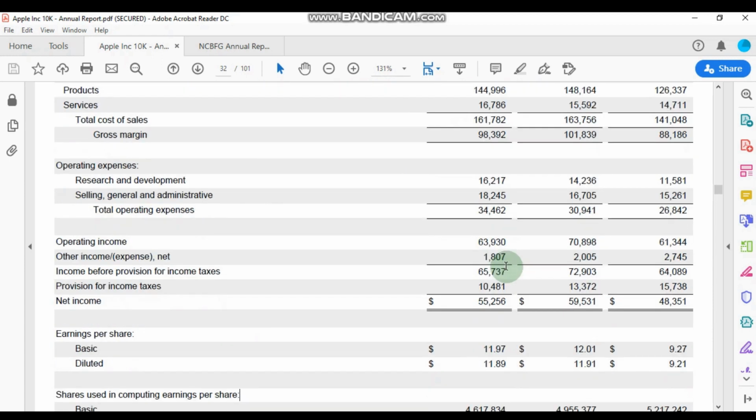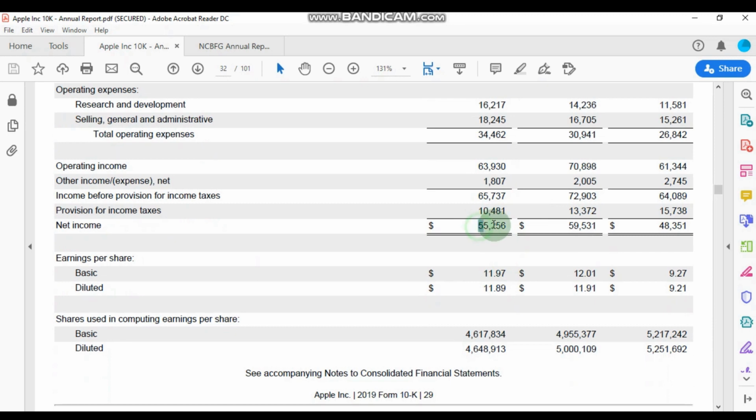So we're going to scroll down to find Apple's net income. Here we can see that the net income was $55,256,000,000. Notice also that we're given the earnings per share. So for Apple, we see that in 2019, the earnings per share was $11.97, and that was a basic earnings. Now the diluted earnings is what the earnings per share would be if we took into consideration convertible debt as well as options or any other form of shares that are not accounted for.